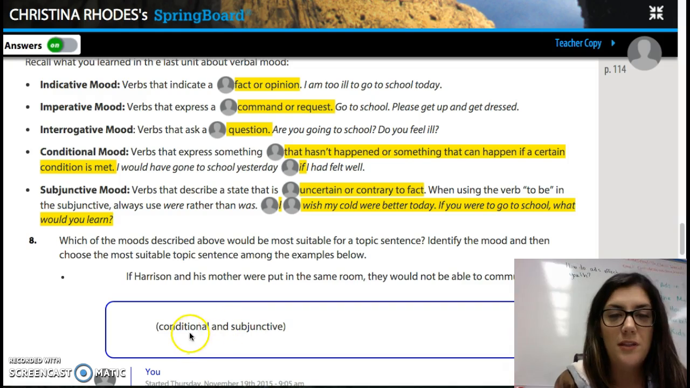Okay, the first one is conditional and subjunctive. So please go back and read conditional mood and subjunctive mood, and then read the sentence again to figure out why it was conditional and subjunctive.